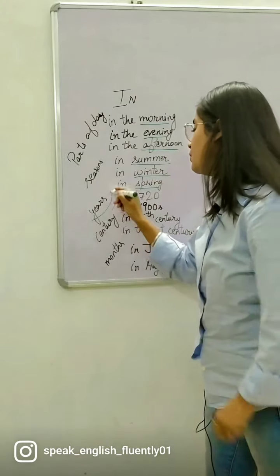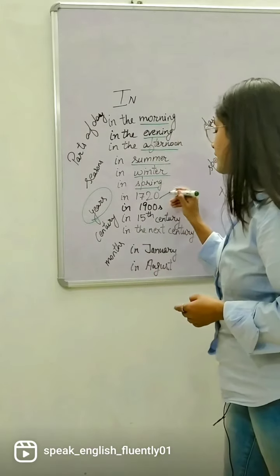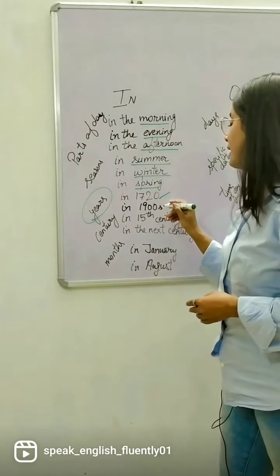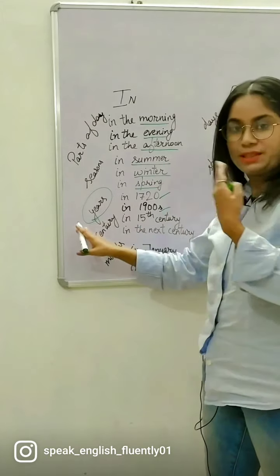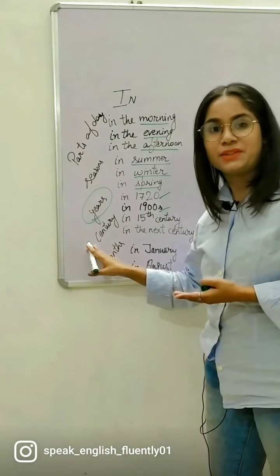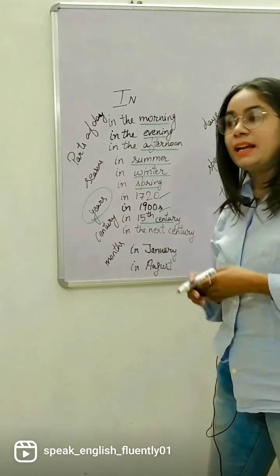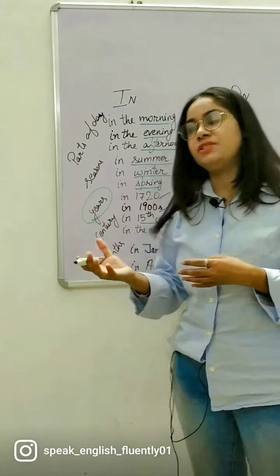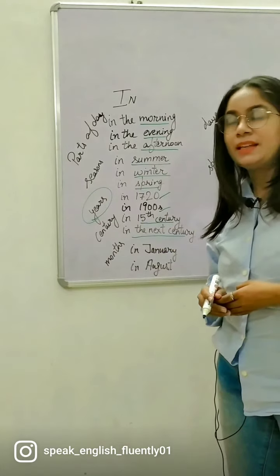Then we can also use in to represent a year. In 1720, in 1900s. If we can use in to represent the year, we can also use in to represent a century. In 15th century. And also to represent the future century, we can say in the next century.